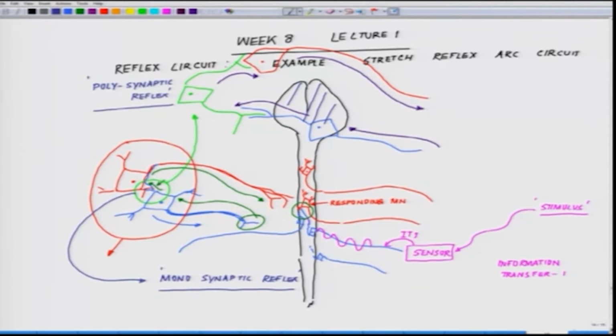So now, in light of this, we will talk about the next representative circuit, which I was mentioning: the stretch reflex arc circuit. Okay.